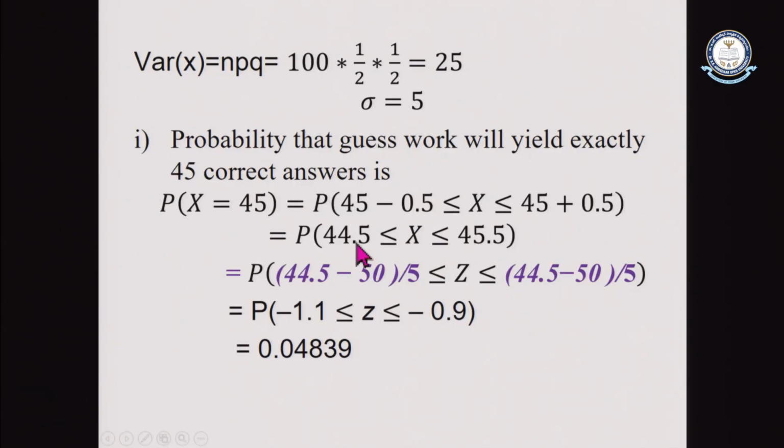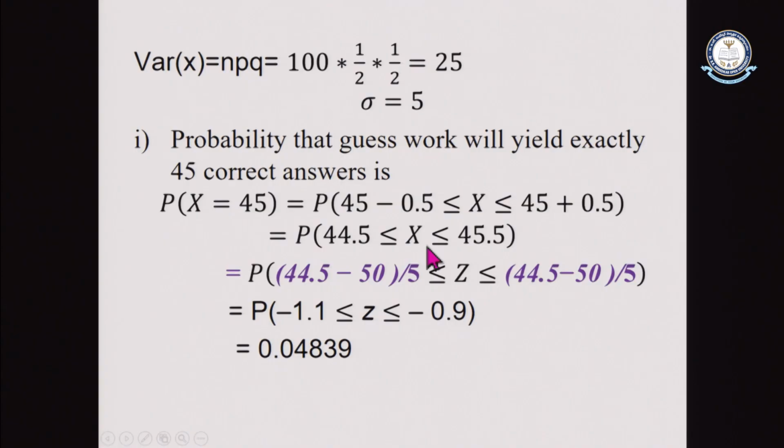In that case the data is converted into a continuous system. The correction factor 0.5 is subtracted from the lower limit and added to the upper limit. Here my lower value is 45 minus 0.5. This is the correction factor. By using this, the equation is converted into a continuous manner: 44.5 is less than or equal to x is less than or equal to 45 plus 0.5, that is 45.5. Now I can convert these data into the standard normal variate.